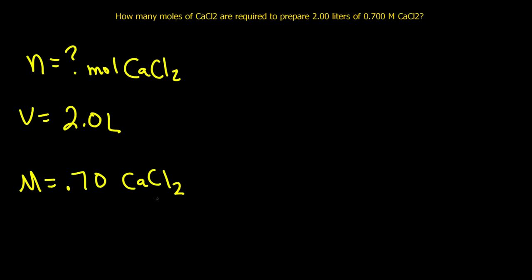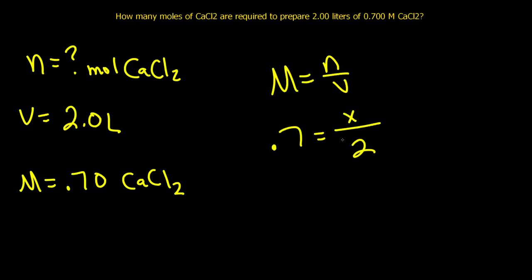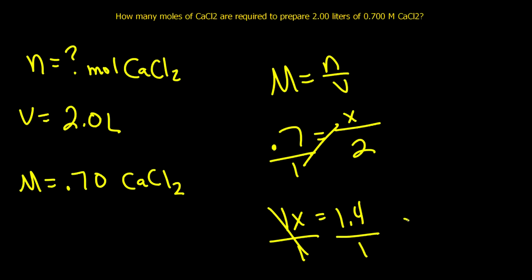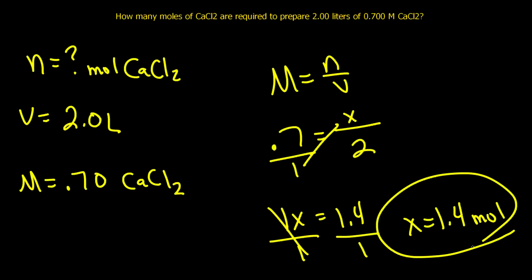Doesn't look like we need to convert anything. So molarity equals moles over volume. My molarity is 0.7. Moles is what I'm looking for. Volume is 2. Put this over 1, cross multiply. 1 times x is 1x. 0.7 times 2 is 1.4. Divide by the value with x, that cancels. X equals 1.4. But 1.4 what? We're looking for moles, so this is moles. We need 1.4 moles to produce that concentration at that volume. And let's do one more.